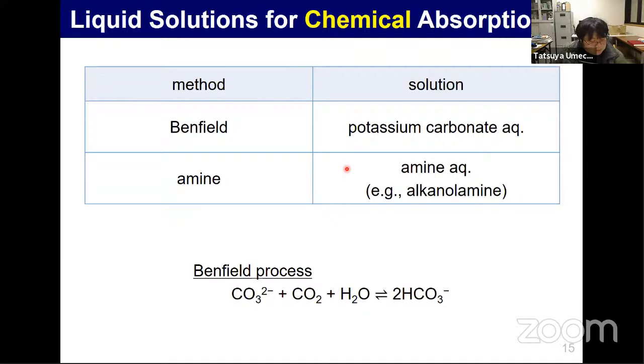The Benfield method was previously used for the chemical absorption of carbon dioxide. At present, the amine method is preferred to the Benfield method because the energy for the release of carbon dioxide from the liquid solution is lower in the amine method than in the Benfield method. The chemical reaction in the amine method will be described later.